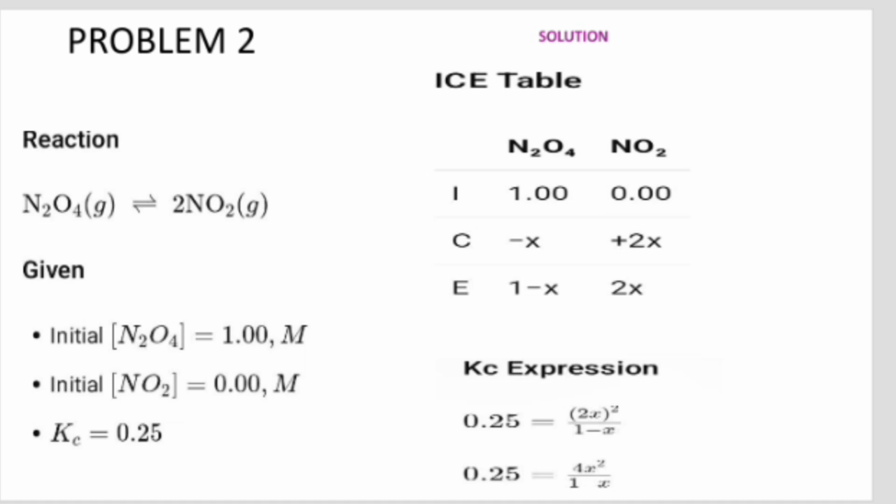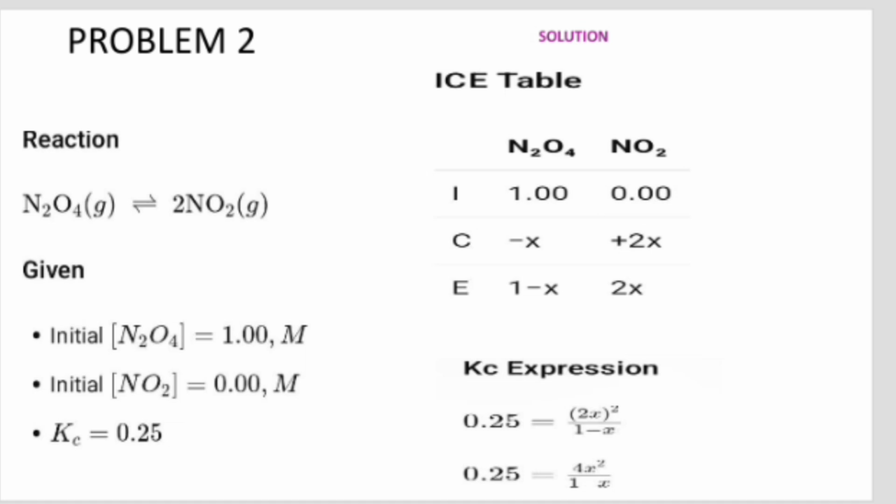What about down? It's going to be over 1 minus x. Then we solve the quadratic equation, or we solve this expression, and we find the value of what? We find the value of x. Let's go ahead and solve for x.